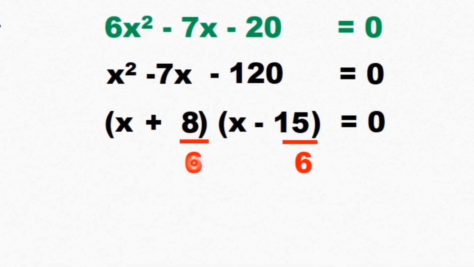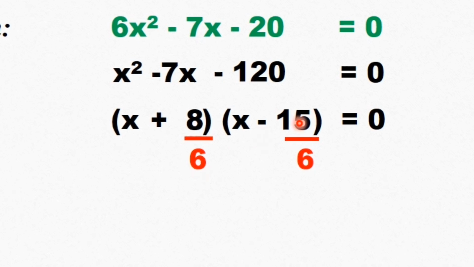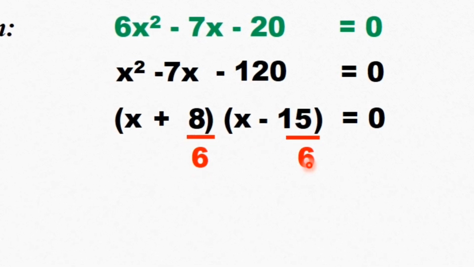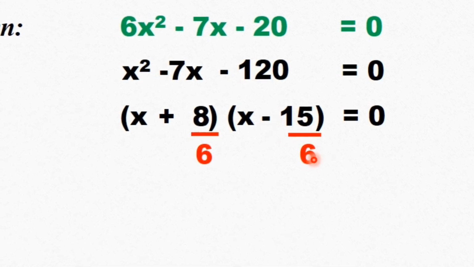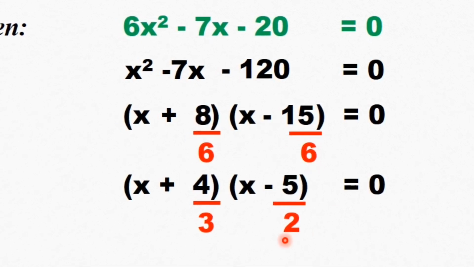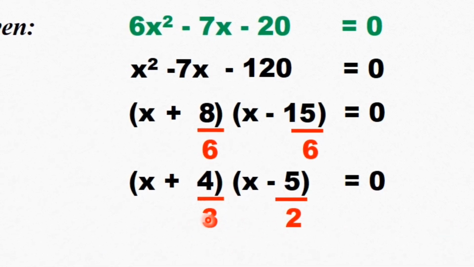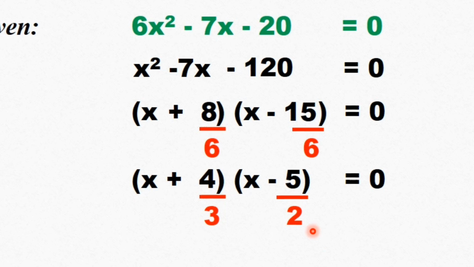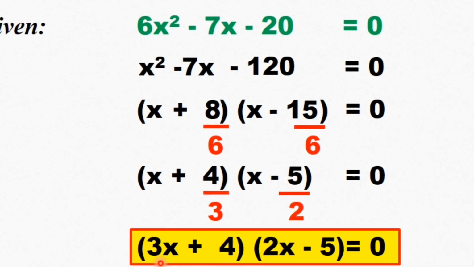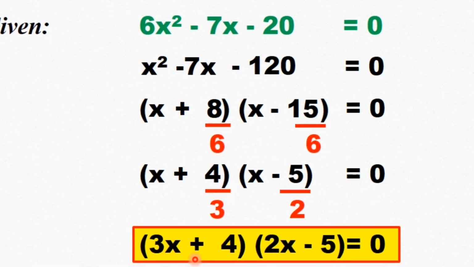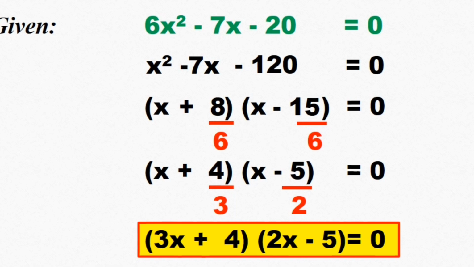And simplify. 8 over 6 is 4 over 3. Negative 15 over 6 is negative 5 over 2. And then move 3 in front of x and 2 in front of x. So the answer is the quantity of 3x plus 4 times the quantity of 2x minus 5 is equal to 0.